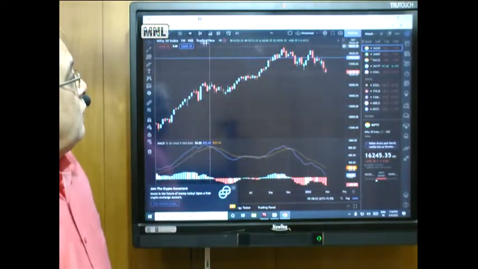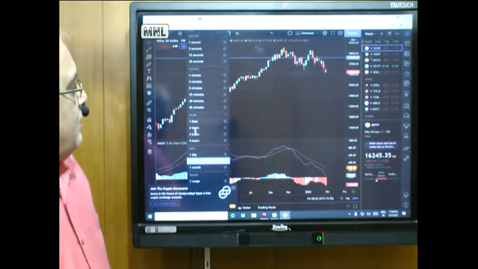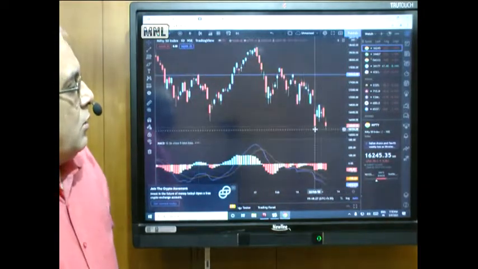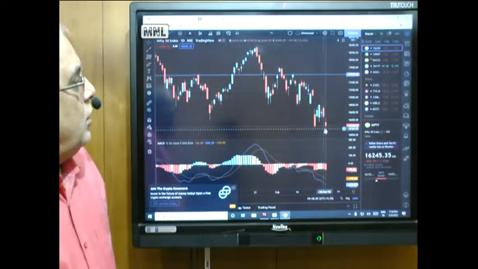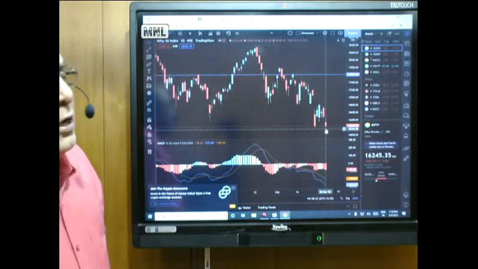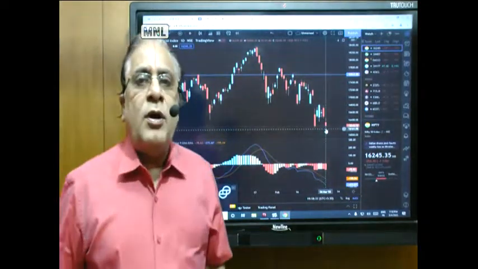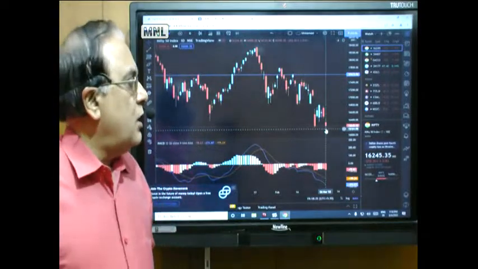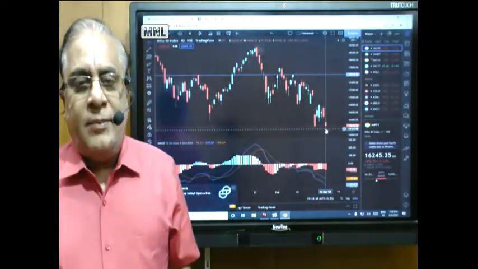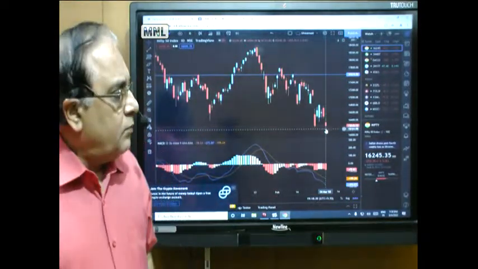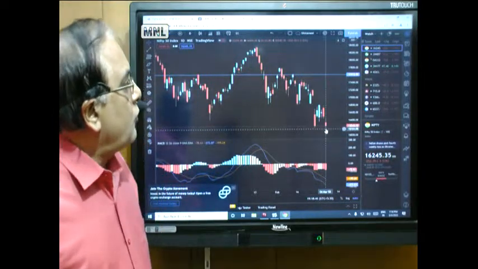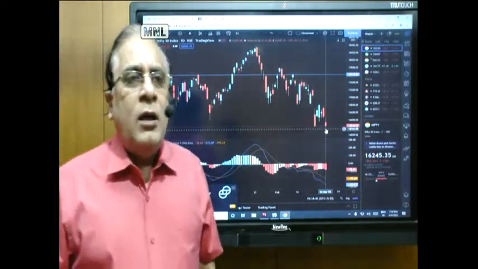The daily range is around 350 to 400 points on a daily basis itself. Now just look at this, today also it was around 330 points. So 340, 350 points is approximately the range which is coming per day. Today's close is 16,245.